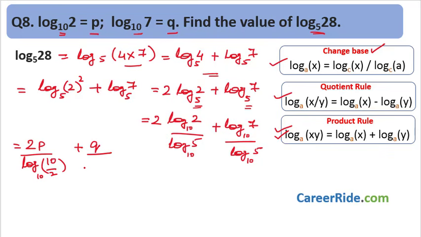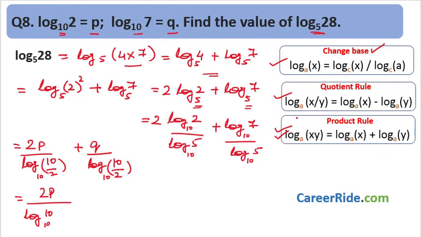Again, I don't know log 5 to the base 10, but I can write 5 as 10 by 2 to the base 10. Now, when I apply my quotient rule, what happens? I get 2p divided by log 10 to the base 10.